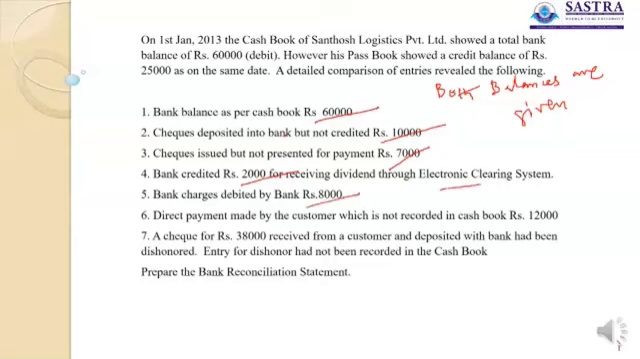Direct payment made by the customer which is not recorded in cash book, 12,000 rupees. A check for rupees 38,000 received from a customer and deposited with bank had been dishonored. So 38,000 worth of check dishonored. Entry for such dishonor had not been recorded in the cash book. Prepare the bank reconciliation statement.